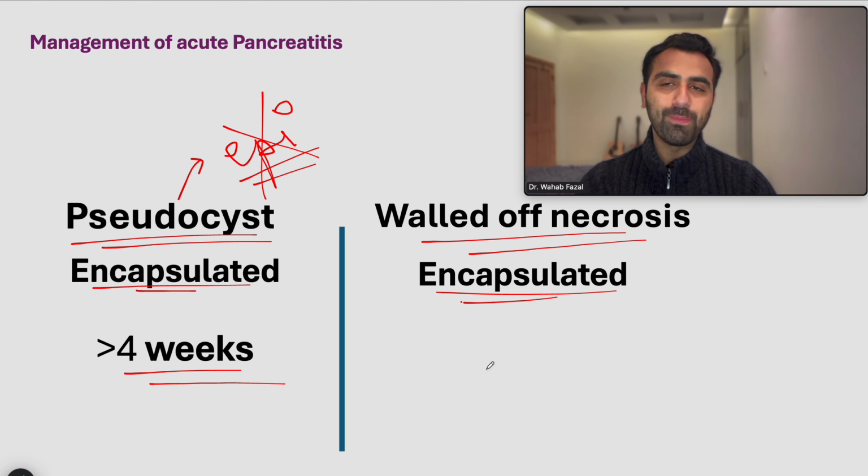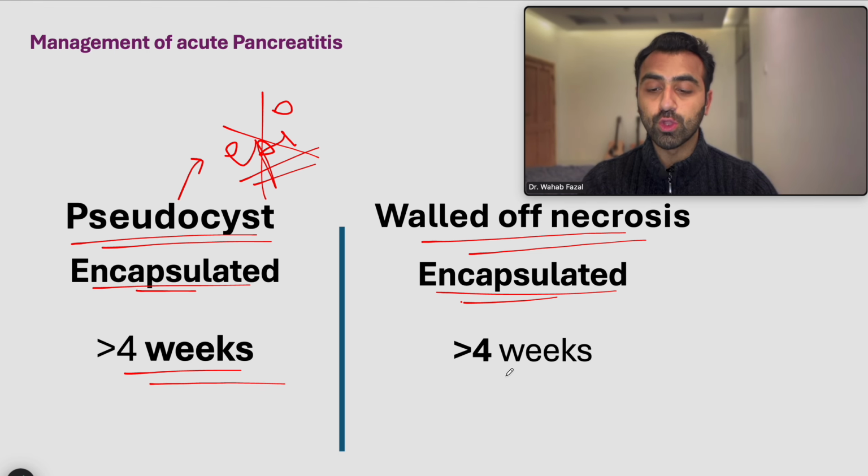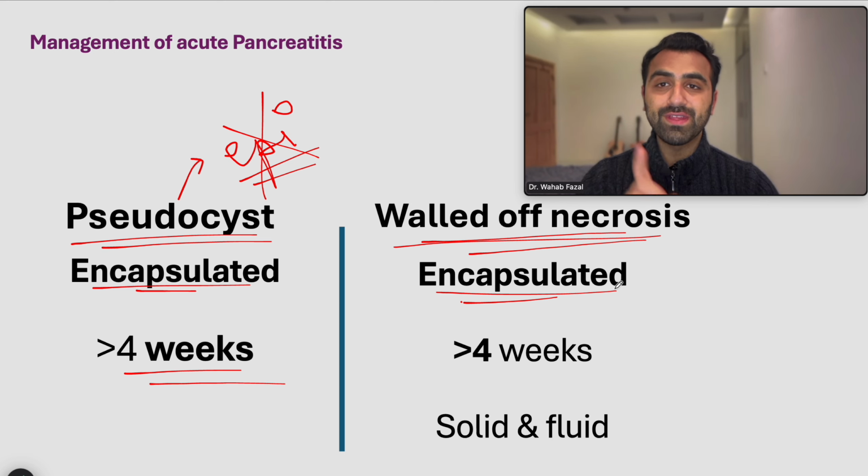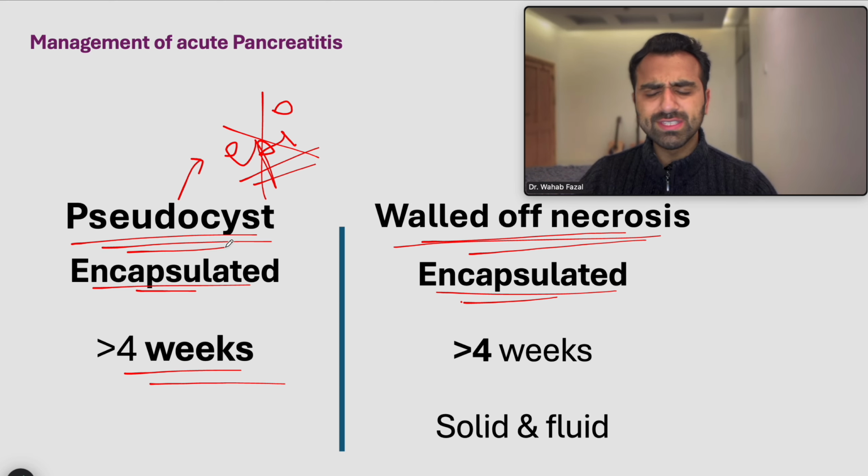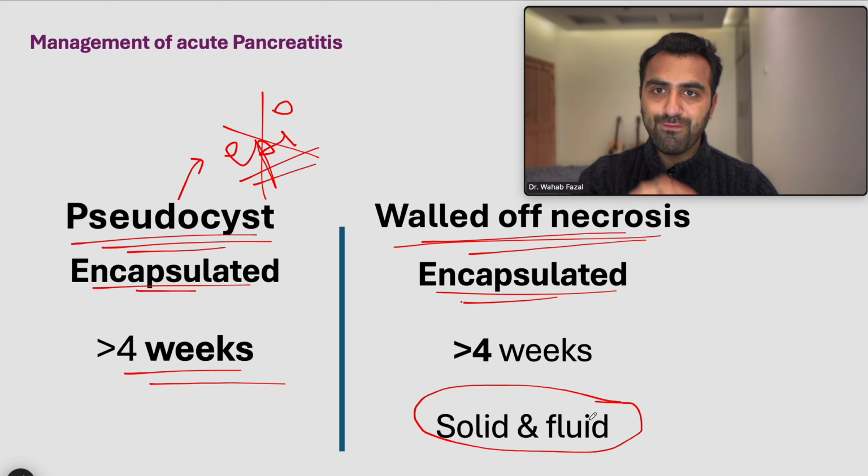Both are late complications. Both arise greater than 4 weeks after the episode of acute or chronic pancreatitis. Walled-off necrosis usually arises after an infection of necrotizing pancreatitis, and a pseudocyst can just arise after an episode of acute inflammation. The difference between the two is that walled-off necrosis will contain both solid and fluid components.